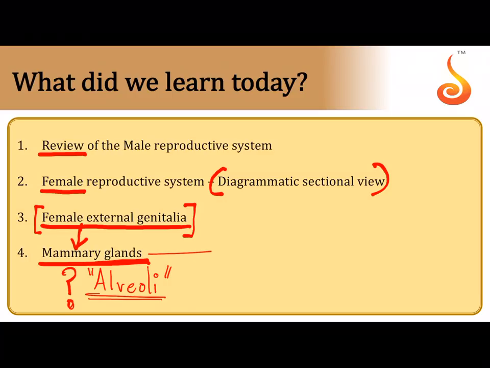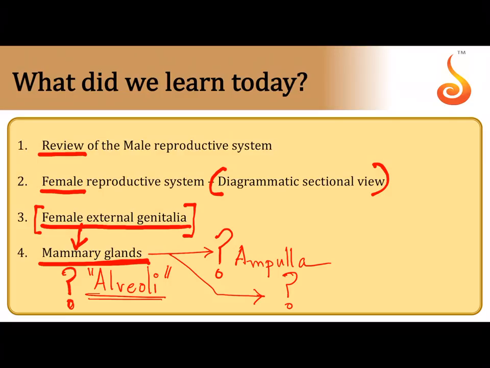Another quick question. Where is the temporary storage of milk happening? Yes, you are right again. The ampulla. Another quick question. Yes, I know, I will be asking you as many questions as possible. Another quick question would be, which is the duct through which the milk is sucked out, or drawn out, by the infant? Yes, you're right again. Lactiferous duct.